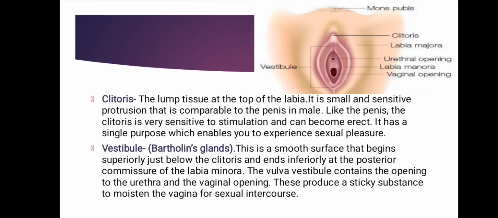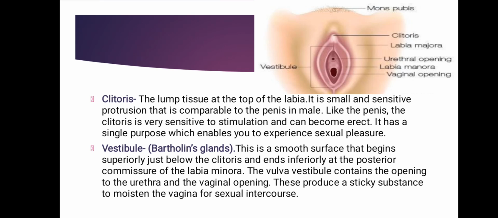The clitoris is where the two labia minora meet. It is a lump tissue at the top of the labia, a small and sensitive protrusion that is comparable to the penis in male. Like the penis, the clitoris is very sensitive to stimulation and can become erect. It has a single purpose which enables you to experience sexual pleasure.